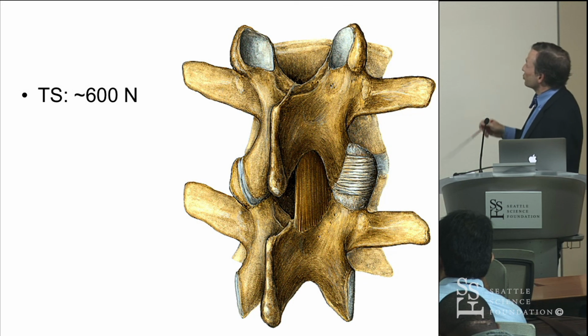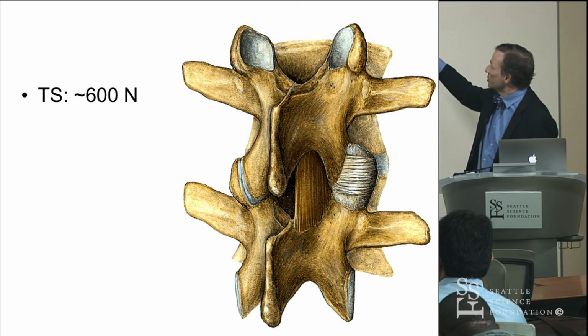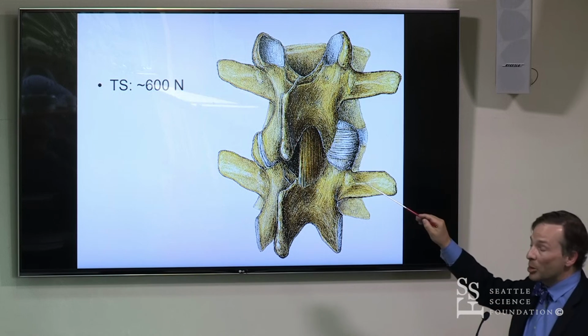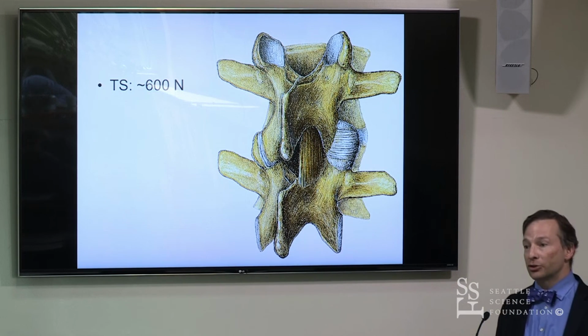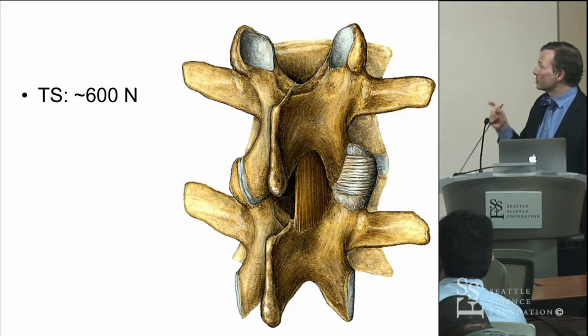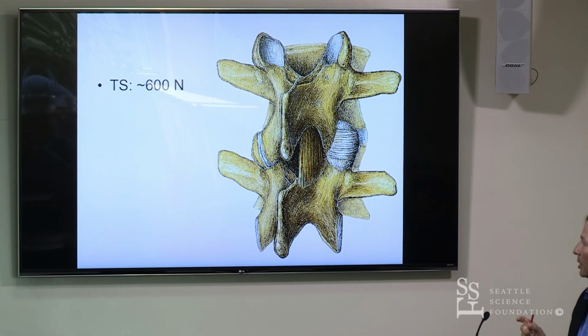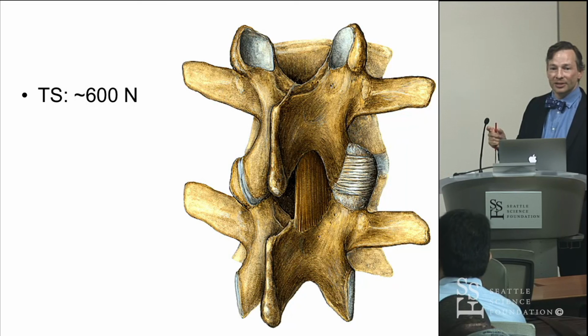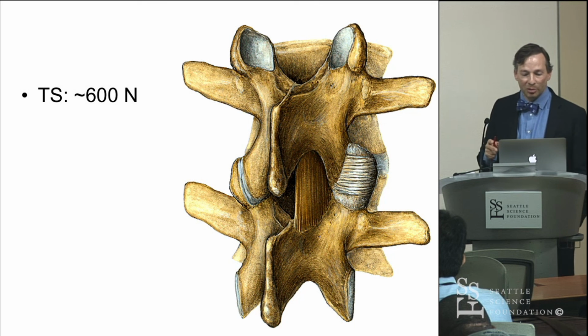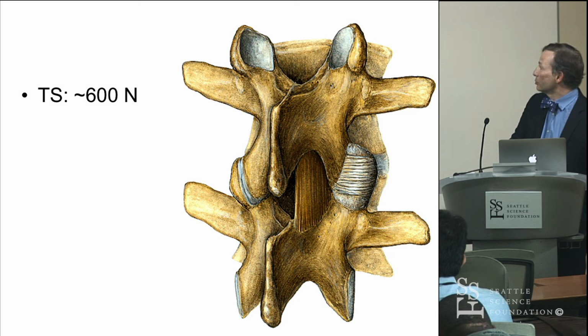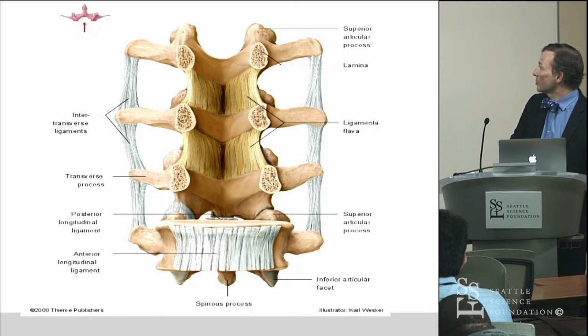The tensile strength of the capsular ligaments that I mentioned earlier, some people have measured as up to 600 newtons. That's as much as the anterior longitudinal ligament. Even though there's not as much interest in the literature for these ligaments, it seems like biomechanically they offer a substantial amount of stability to the vertebra and its joints.